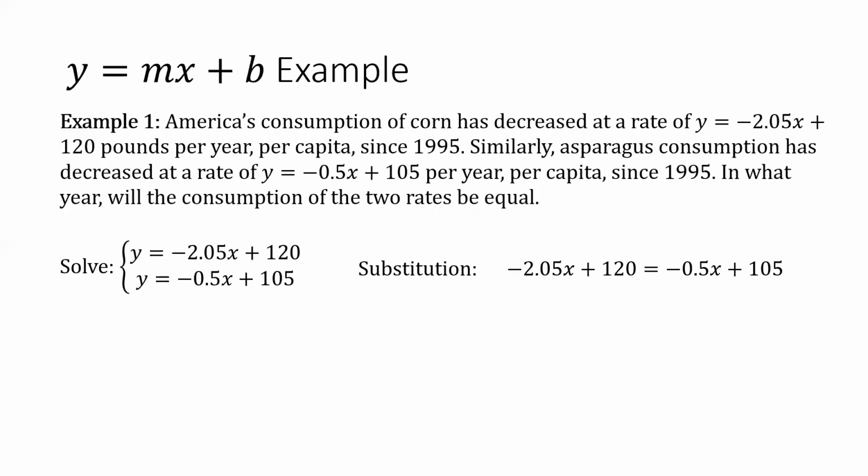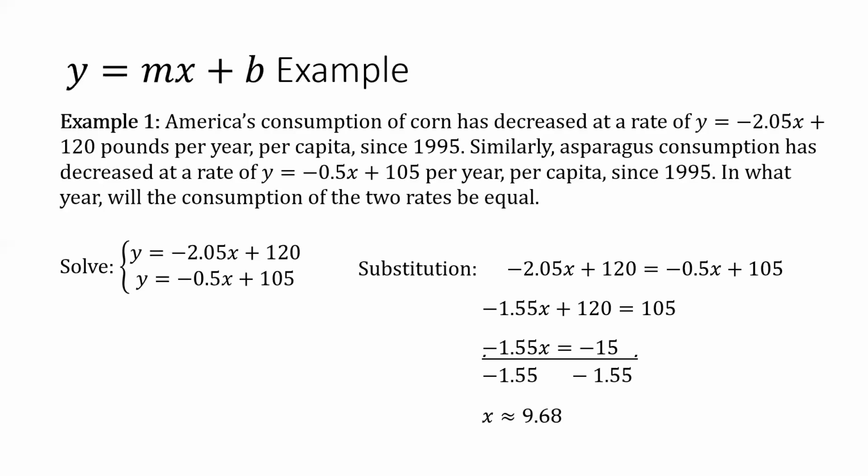This is a strategy you see a lot even with basic graphing. If you're able to isolate y and you have two separate graphs, we'll figure out where the two graphs touch each other. From here, we just solve for x using basic problem solving practices. I add 0.5x to both sides, I subtract 120 over, I divide both sides by negative 1.55, and then x is equal to 9.68.